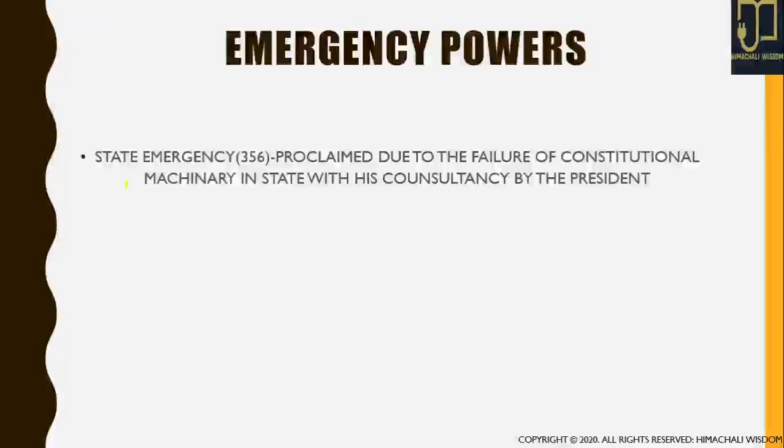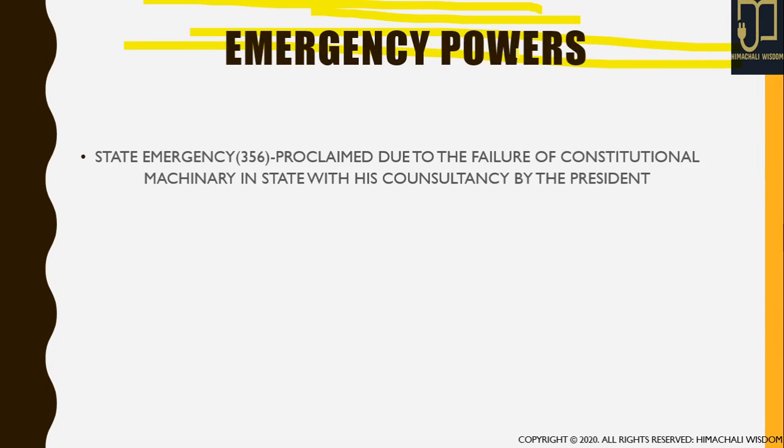Now let's discuss some of the emergency powers that are vested in the governor of the state. Just like we have discussed at the president level, for the president we have three types of emergency: national emergency, financial emergency, and state emergency.